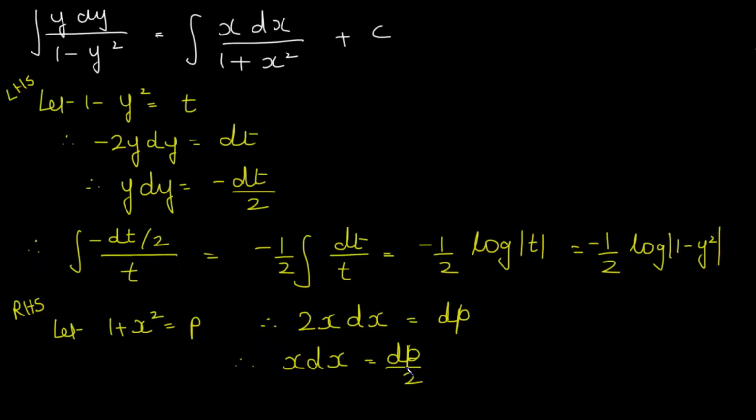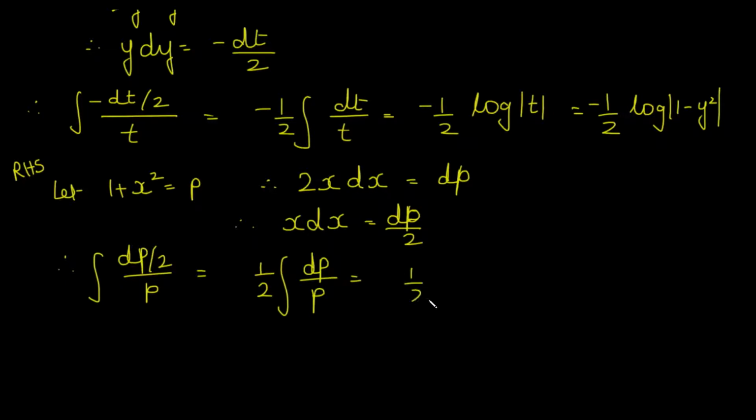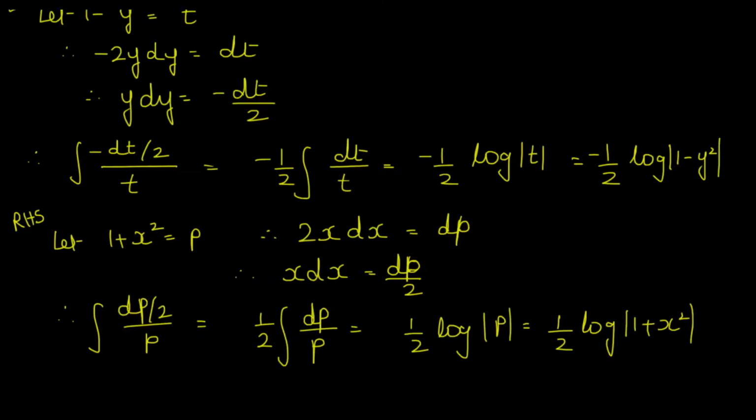So we get x dx as dp upon 2. So resubstituting over here, as you can see in this term, the numerator becomes dp upon 2 and the denominator becomes p. So thus we get the term as integral dp upon 2 upon p, which turns out to be 1 upon 2 integral dp upon p, which is 1 upon 2 log mod p, and resubstituting we get 1 upon 2 log of 1 plus x square. So thus we have solved our LHS and RHS.